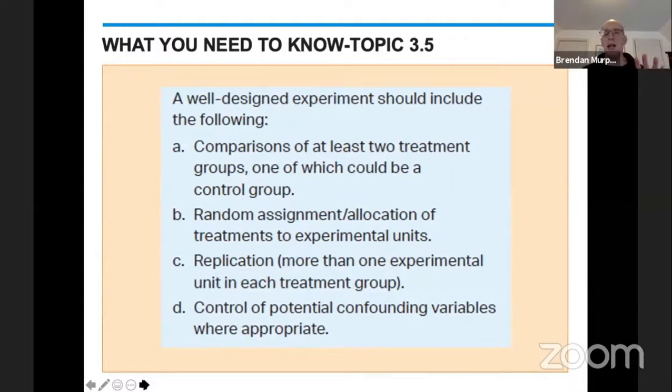So those are kind of the four components of a well-designed experiment. And as we walk through problems today, I'll try and just repeat those four. Do we have this? Do we have that?